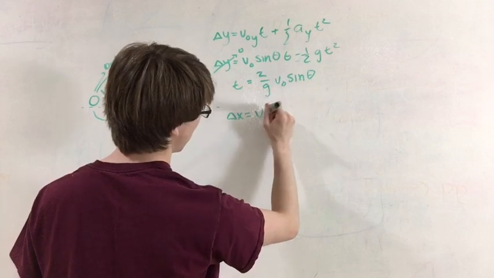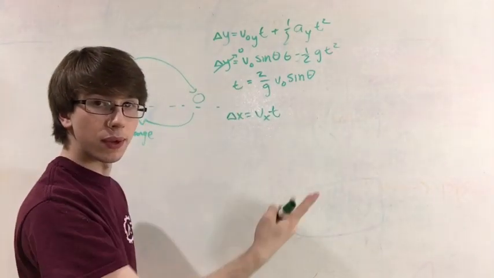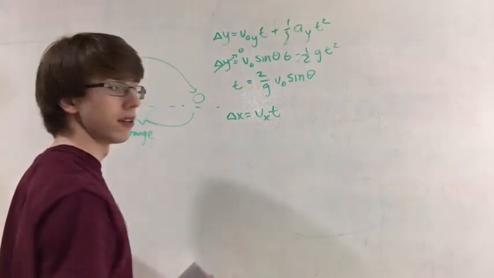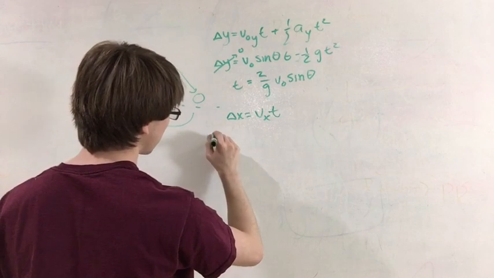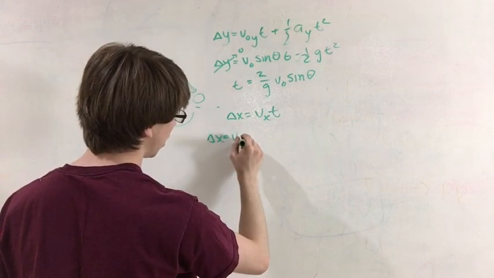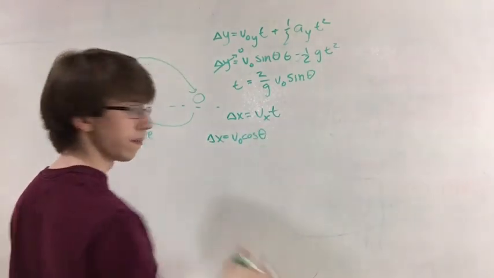Times the time. Okay, we know the time here. We're not given the time, so we can't solve for it, right? So we can't just plug it into this equation and say we're done. But that's going to be delta x is equal to v naught cosine theta. That's what v sub x is, the x component.